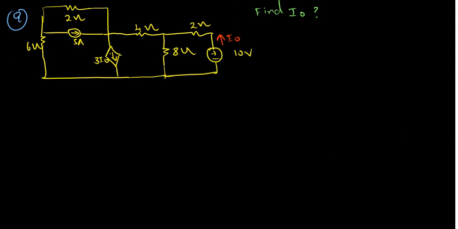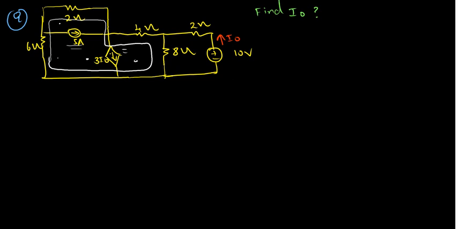Let's take another example, and here is the super mesh. How do we find it? When a current source is placed between two meshes, this is a super mesh. So from here, how do we solve it?